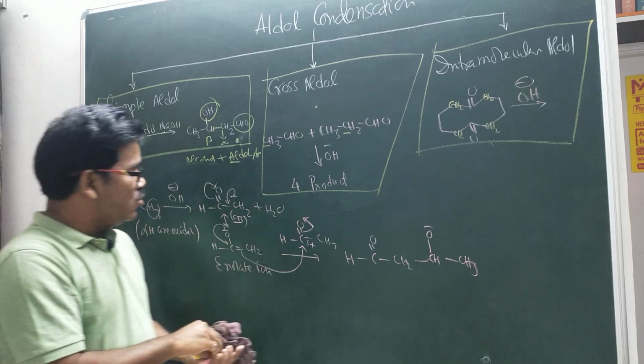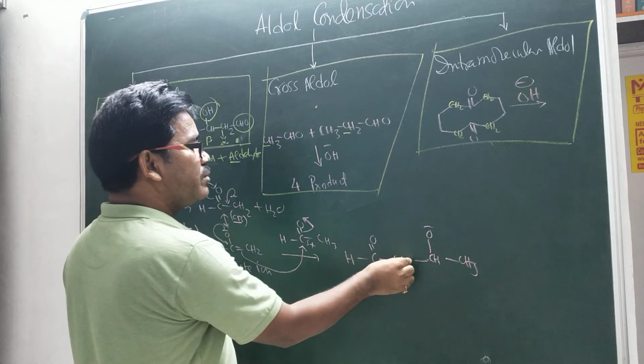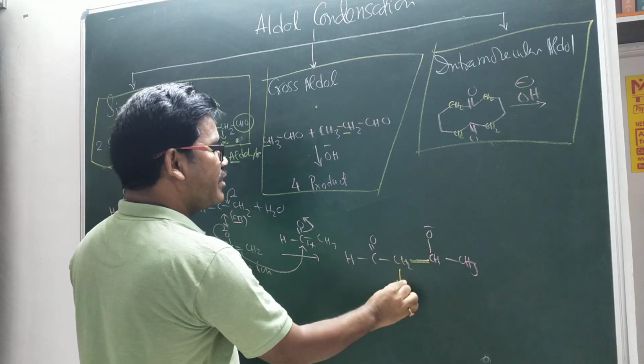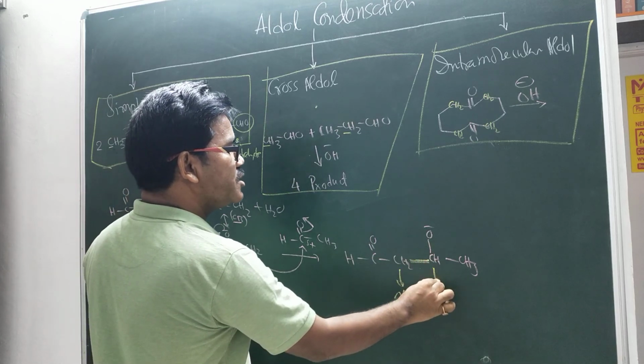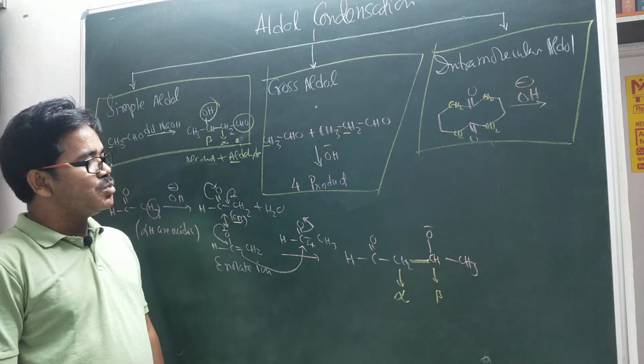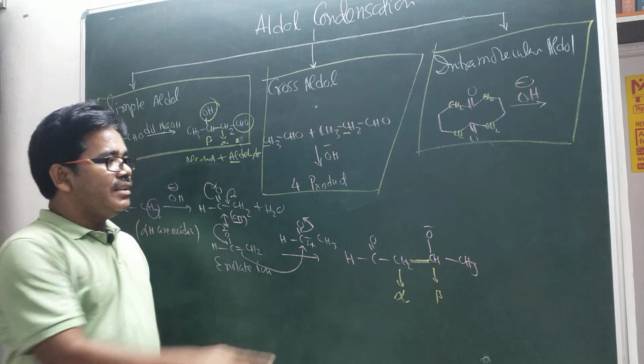Thus, a new carbon-carbon bond formation takes place. This is the new carbon-carbon bond. This carbon is alpha carbon. Now this carbon is beta carbon. New bond formation takes place between alpha and beta. And this oxygen is minus.